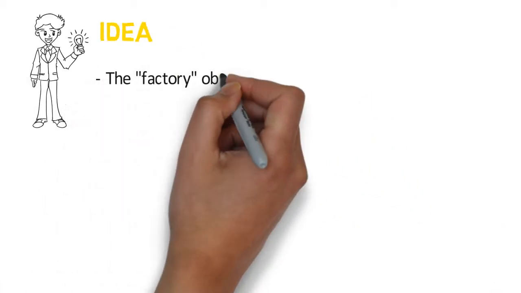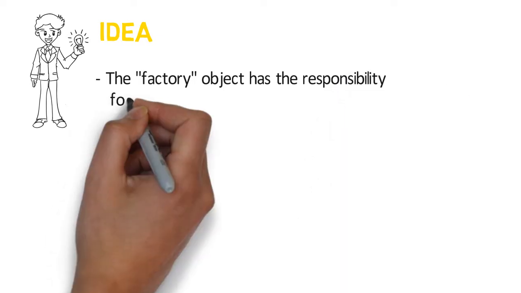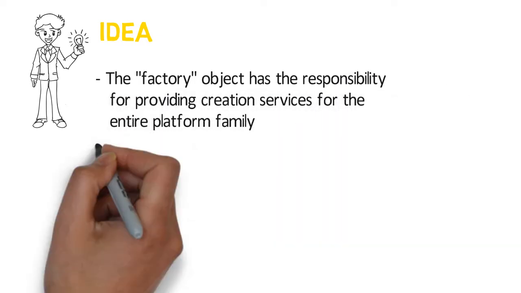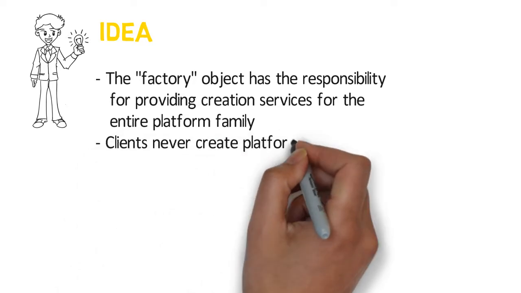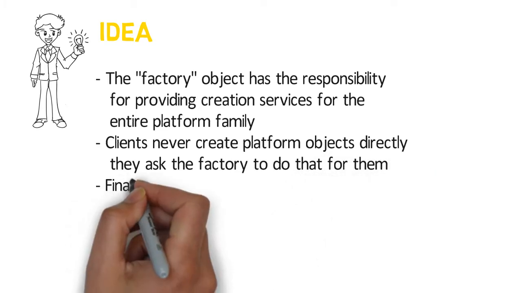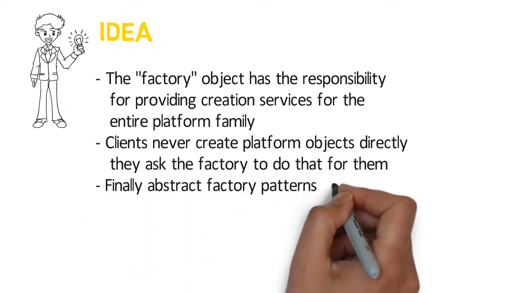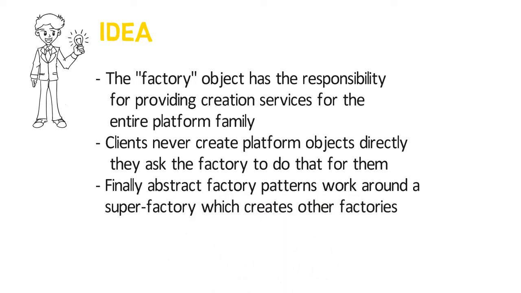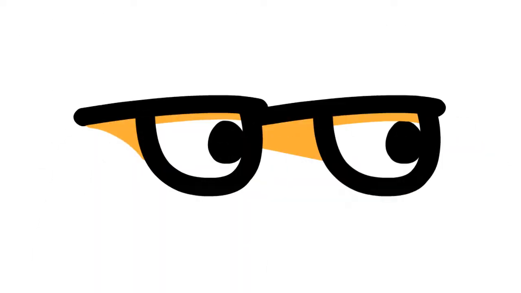Now, the factory object has the responsibility for providing creation services for the entire platform family. Clients never create platform objects directly, as they ask the factory to do that for them. Now finally, abstract factory patterns work around a super factory which creates other factories. Now let's see an example.